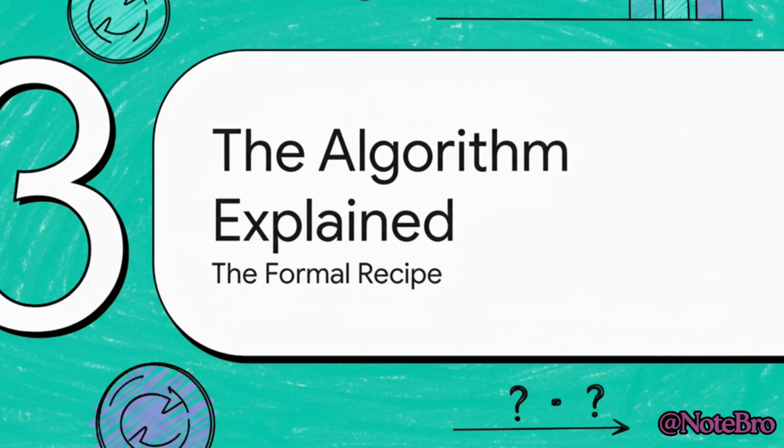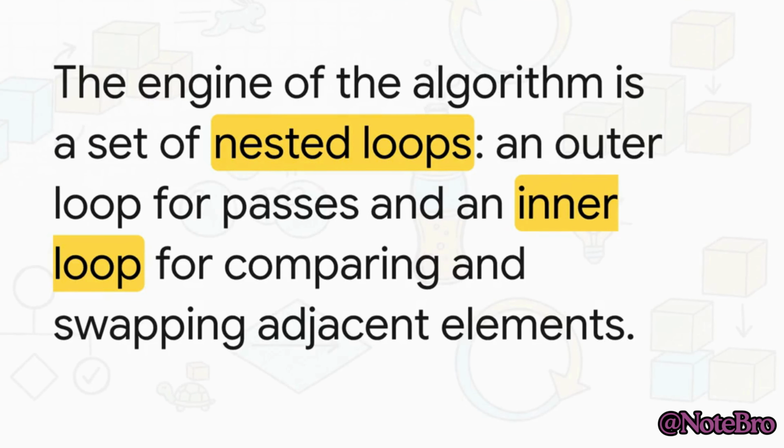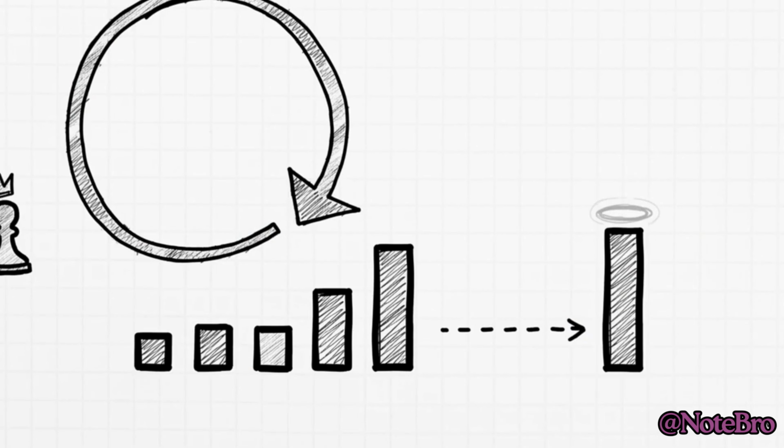Okay, so we've seen it work with our eyes. Now let's get a little more formal and look at how we'd actually write this down as a recipe for a computer. The real engine driving bubble sort is something called nested loops. It's just a fancy way of saying you've got a loop running inside of another loop. You can think of it like this. There's an outer loop that's kind of the manager, deciding how many big passes we need to do. And then there's an inner loop that's the worker, doing all the heavy lifting of comparing and swapping on each of those passes.